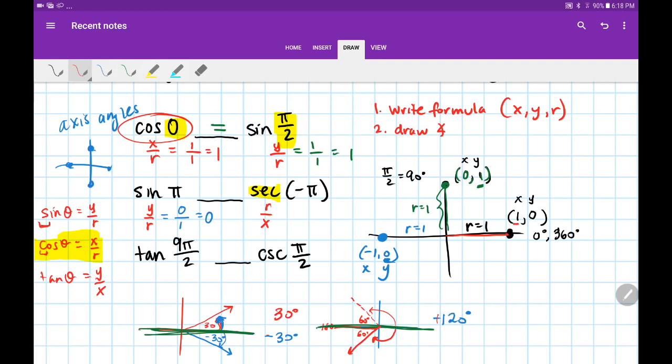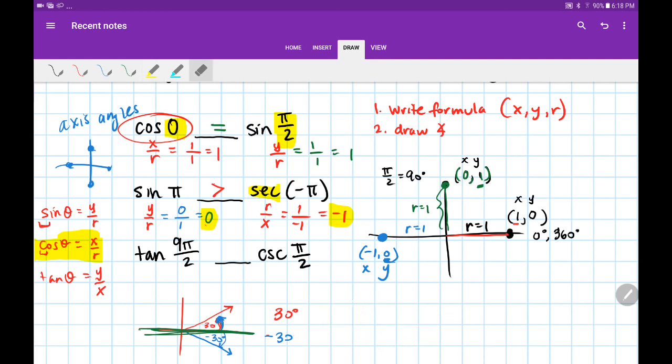Secant is r over x. Well, r is going to be 1, and x is negative 1. So my answer is negative 1 here. So which is greater? Well, 0 is greater than negative 1. I'm comparing my sine and my secant. Okay, next problem.